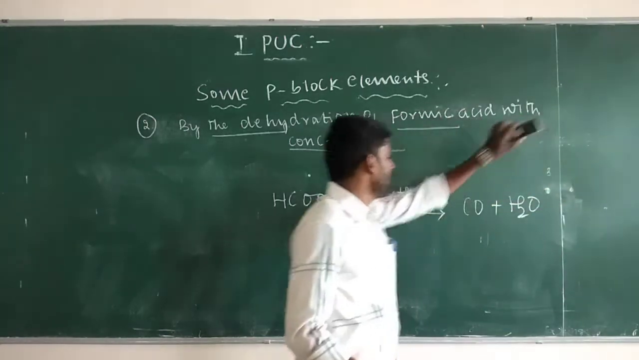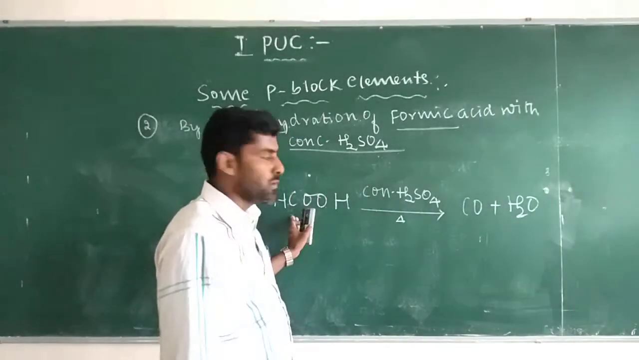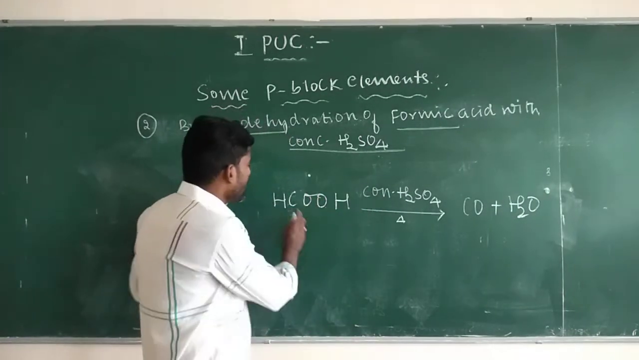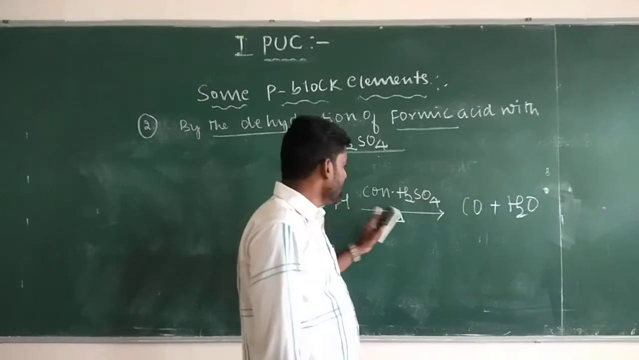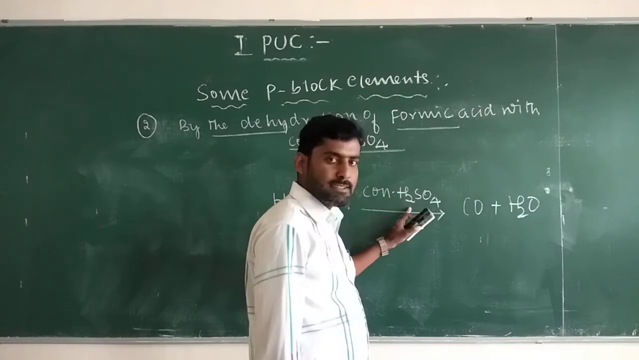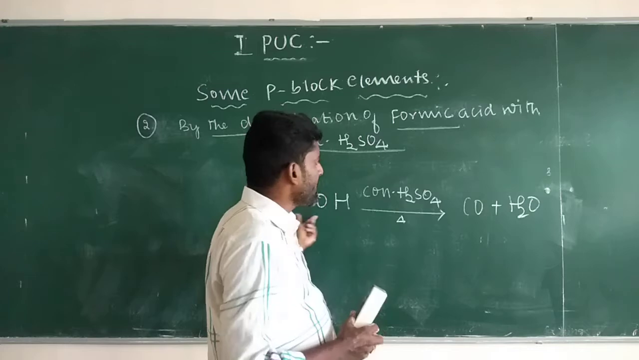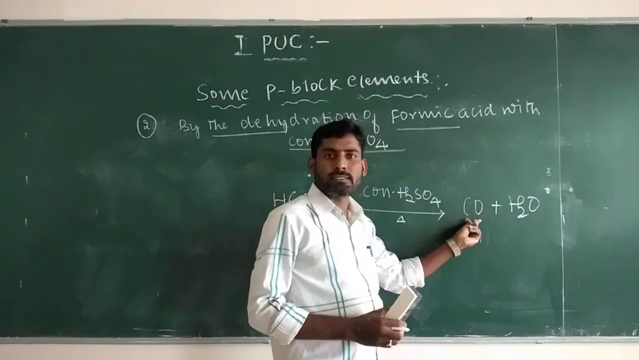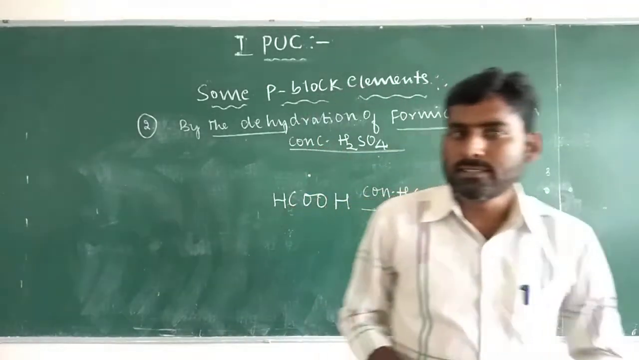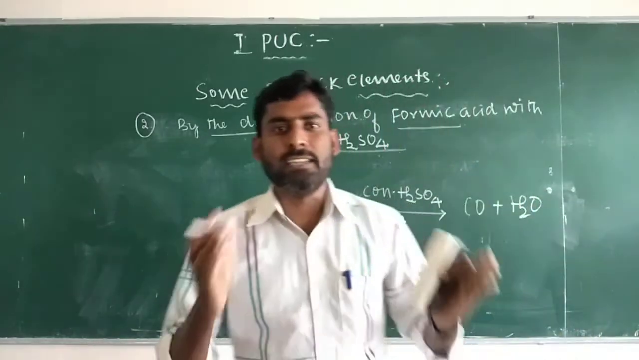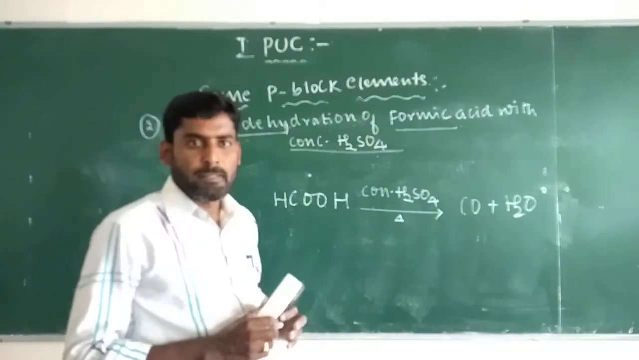The function of concentrated H2SO4 is to remove one water molecule from formic acid. HCOOH is nothing but formic acid. When this formic acid is heated with concentrated sulfuric acid, it removes one water molecule from formic acid to form carbon monoxide.